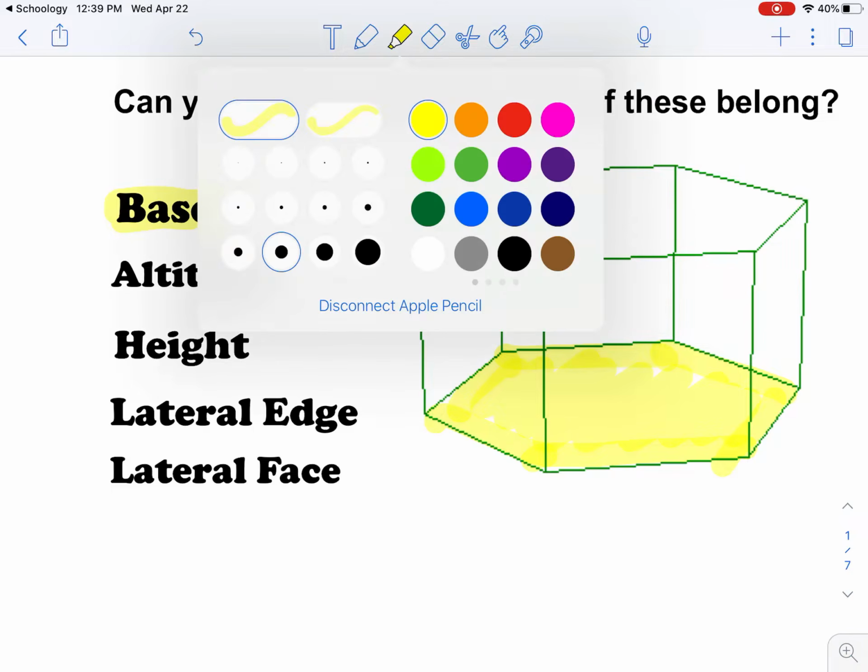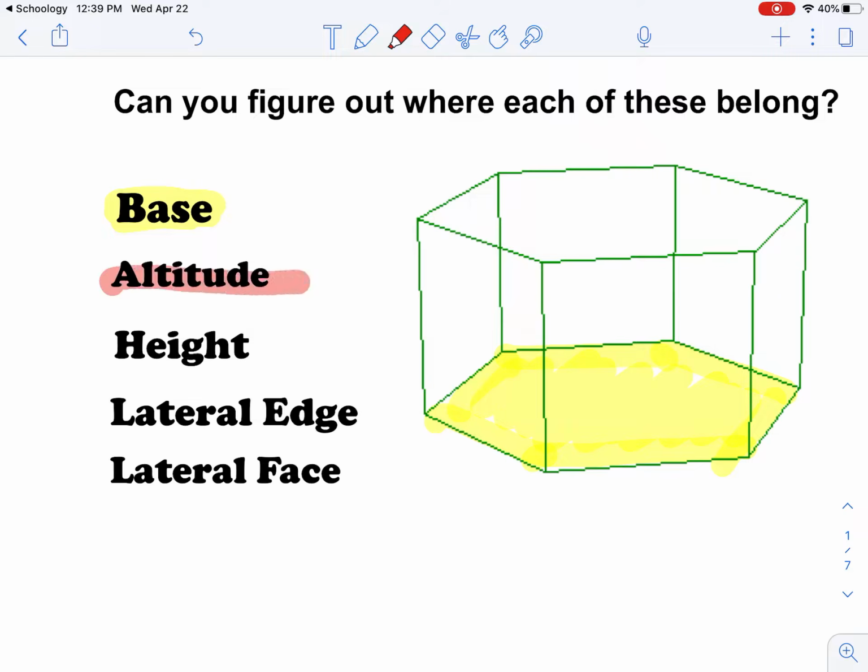Okay, next we have altitude. Altitude is the exact same thing as the height. The height or the altitude is always perpendicular to the 2 bases. So this right here is your height or your altitude. It could go from the center to the center, but that one's just not drawn in. Okay, let's see what's next.